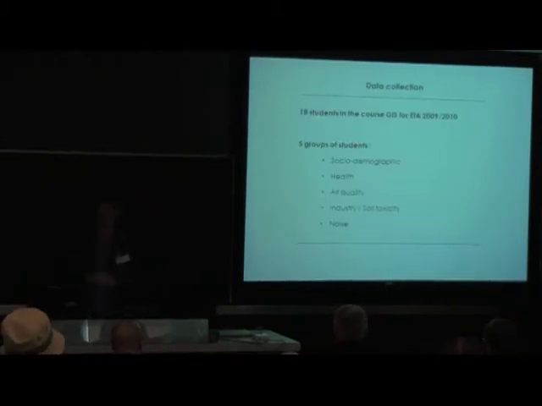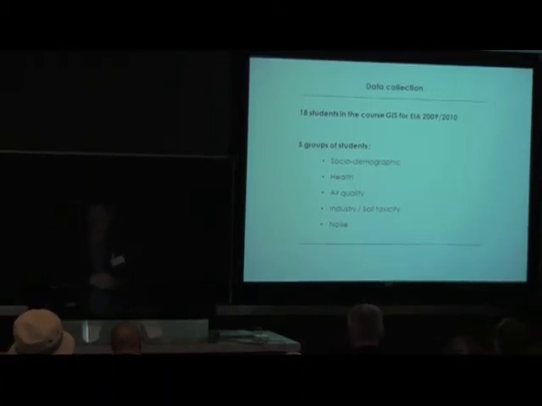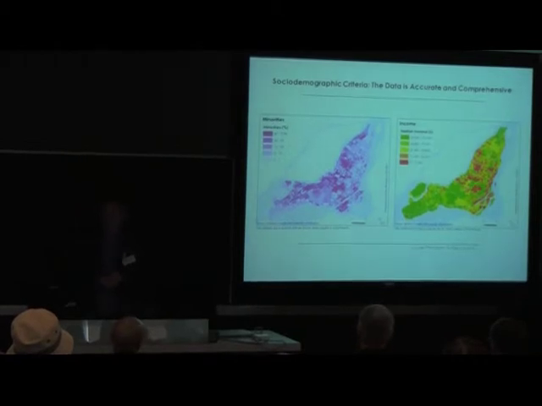Eighteen students from this master class in Geographic Formations System for Environmental Impact Assessment were divided into 5 groups. One group was supposed to collect sociodemographic data, one on health, one on air quality, one on industry, soil toxicity, and noise. They spent a lot of time trying to find all kinds of data, and we had some discrepancies.